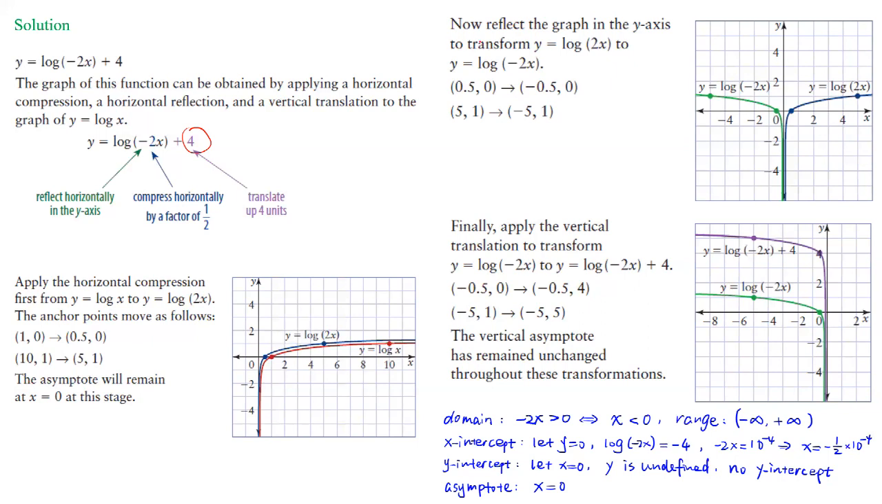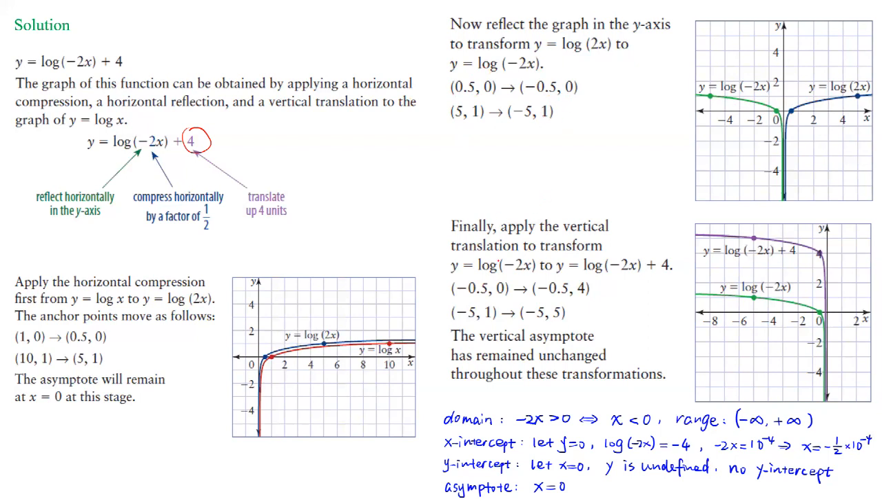And after that, we can reflect the graph in the y-axis to transform y equals log base 10 of 2x to y equals log base 10 of minus 2x. So the curve now becomes the green curve here, okay? And the two anchor points move from (0.5, 0) to (-0.5, 0), and from (5, 1) to (-5, 1).